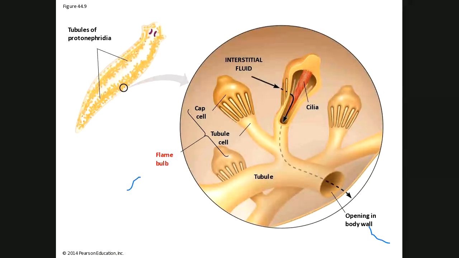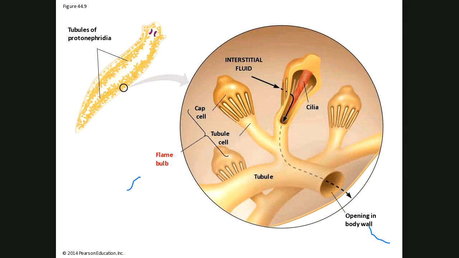What's cool about this is the name flame cell comes from when they viewed them under the microscope, they looked like the wick of a candle, right? Flickering back and forth. So these cilia are flicking back and forth, and that's causing water to move. Same thing as the stentor, right? Water's moving out from that cavity into those tubules, then out through the body wall. So that's how they get rid of waste products, and that's how they maintain water balance. They're either going to increase or decrease that water flow depending on water balance, osmoregulation, and the need to get rid of waste products.